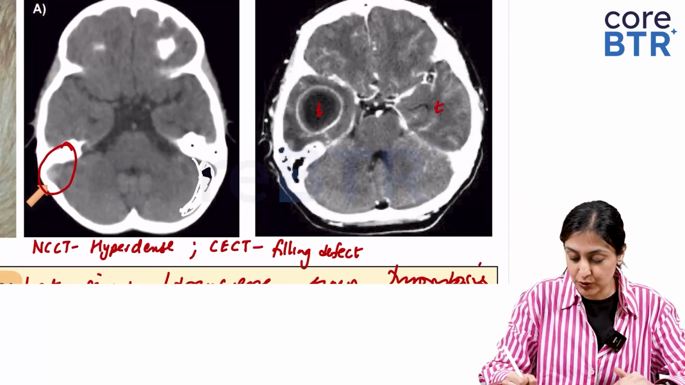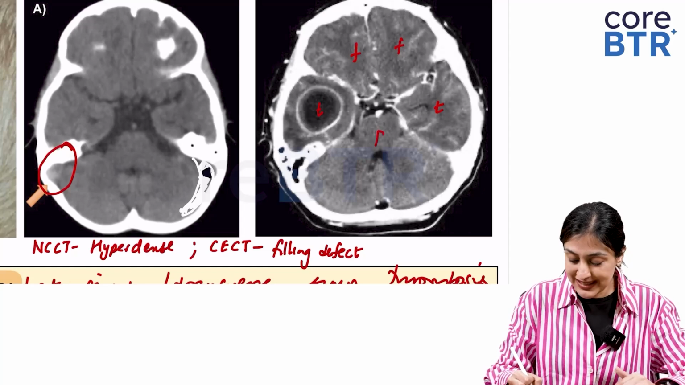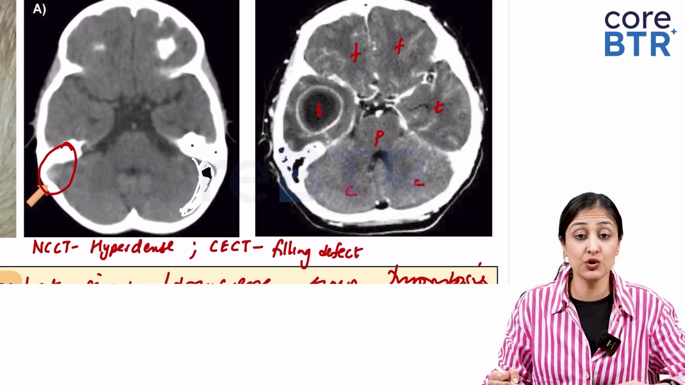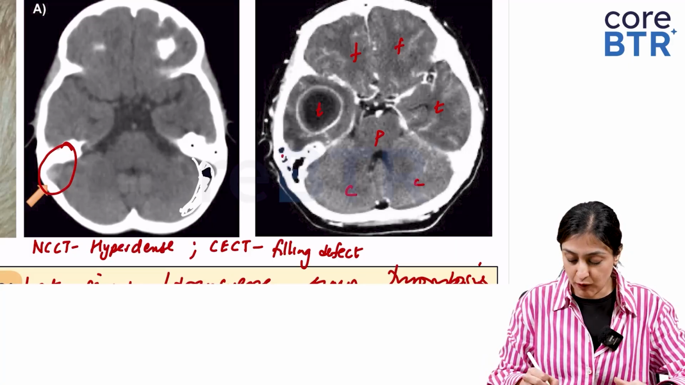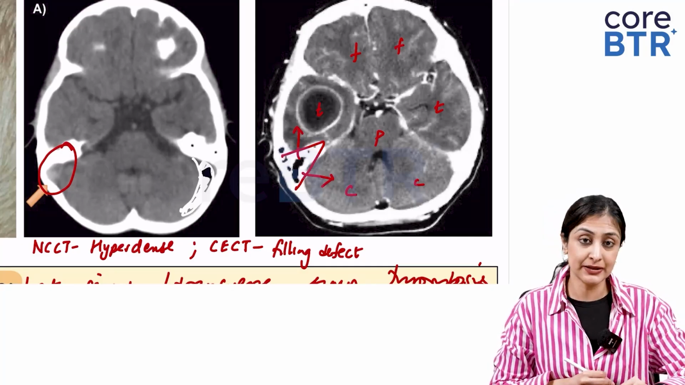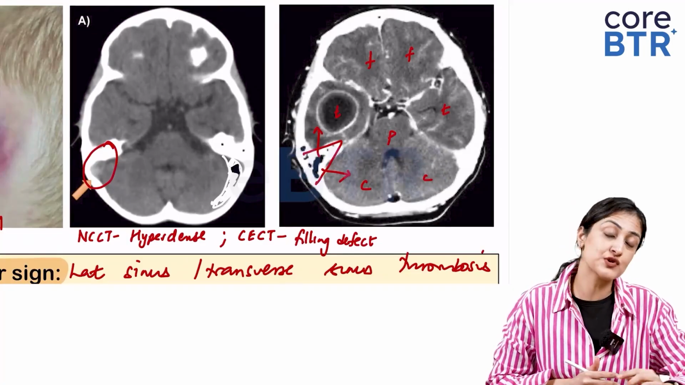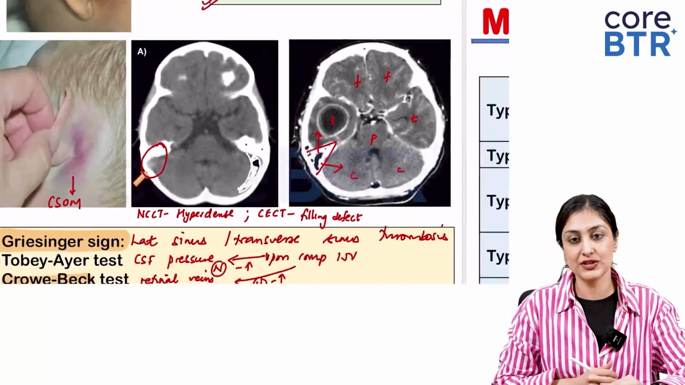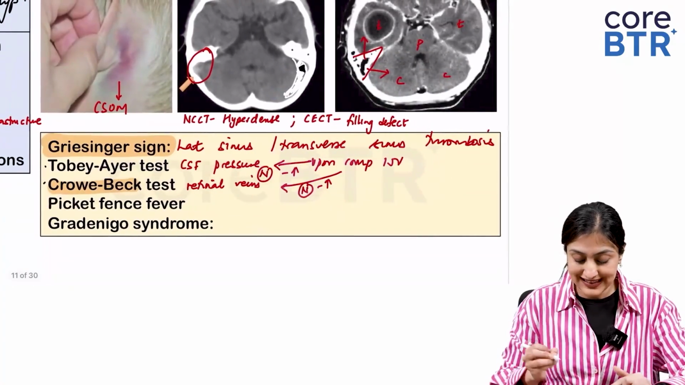This is the temporal lobe, this is frontal. The moment I see pons, this is cerebellum. Don't call it occipital. Two of the commonest sites that the ear or mastoid is in contact with are either the temporal lobe or the cerebellum. So we can have a temporal lobe abscess or a cerebellar abscess, right? So that's the other complication.